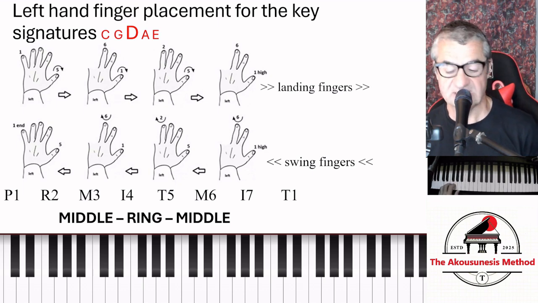Let's have a look at that. We put our pinky on the 1 interval, which is the D. We're going to go all the way to the thumb.